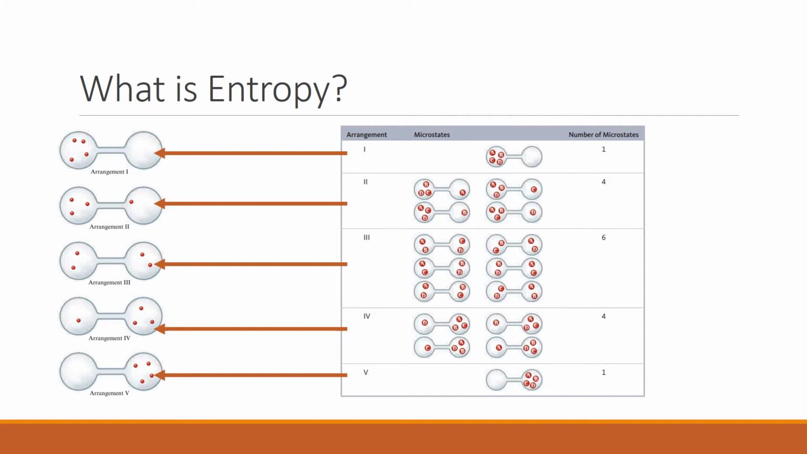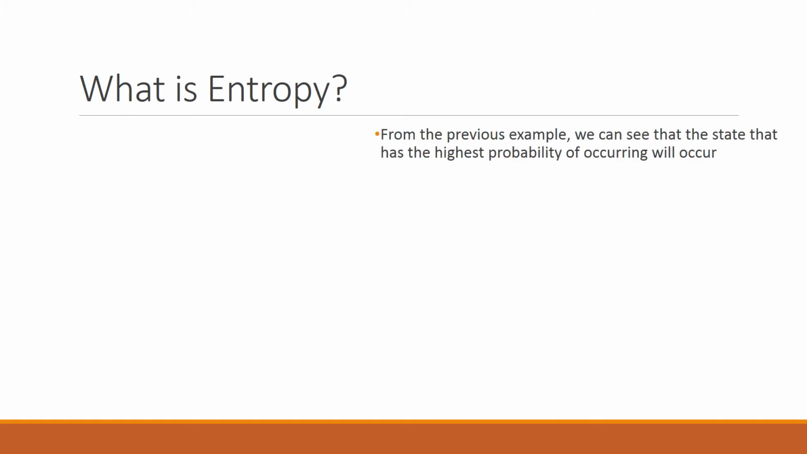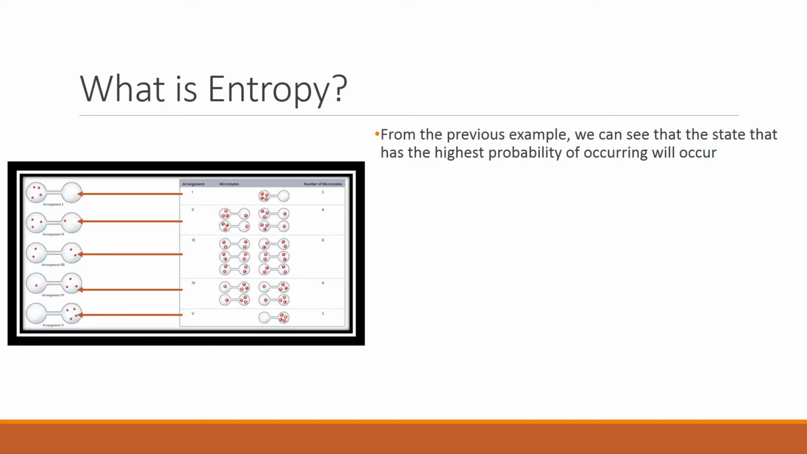If you get anything out of this video, understand this. Entropy means that whatever is most likely to occur will probably occur. So arrangement 3 is probably how we would see the 4 gaseous molecules at any given time. So from the previous example, we can see that the state that has the highest probability of occurring will occur.